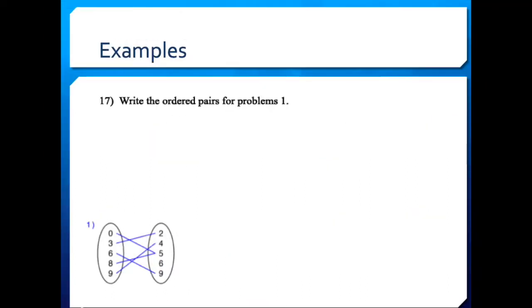All right, here we go. We're going to skip over to number 17. Number 17 is on yours. The question was write the ordered pairs for number 1.